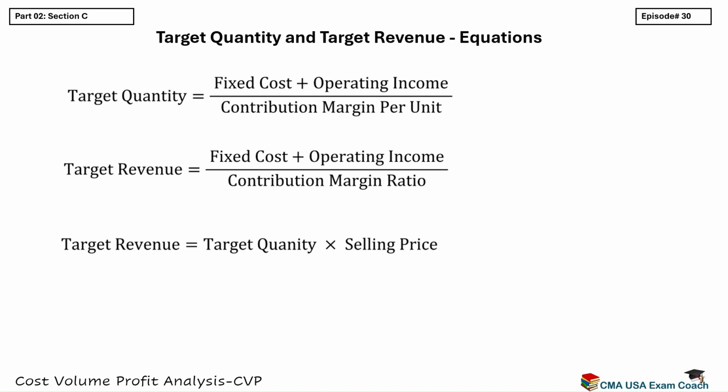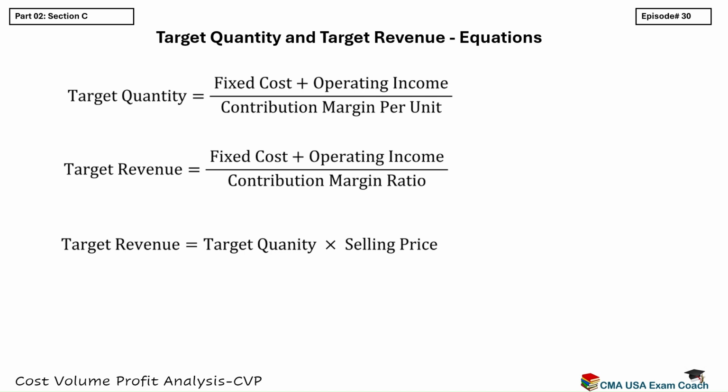It also helps us verify our earlier calculations, whether the units and revenue are aligned with our goals. So, to summarize, first, use the target quantity formula to know how many units you need to sell. Second, use the target revenue formula using contribution margin ratio if you want to directly calculate sales in dollars. And finally, use the target quantity times selling price formula to convert quantity into revenue.